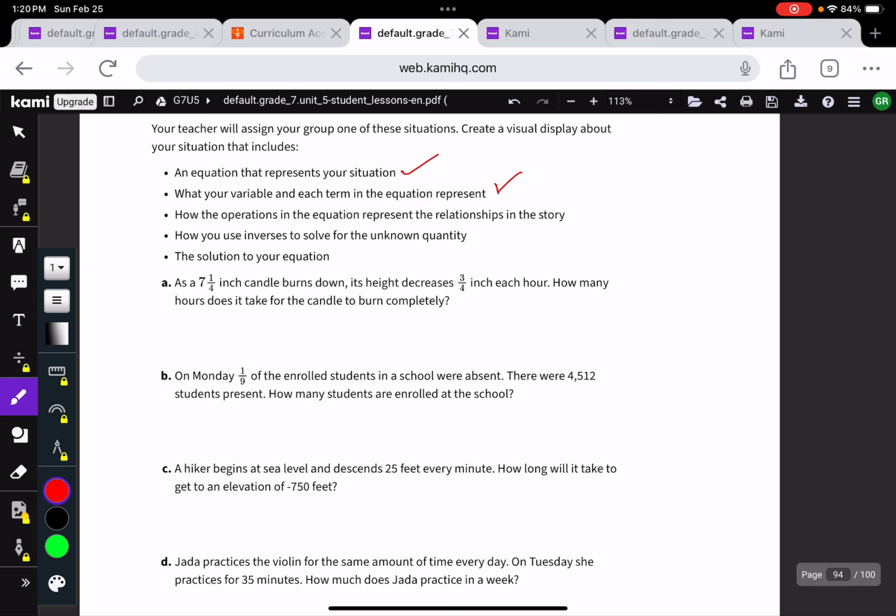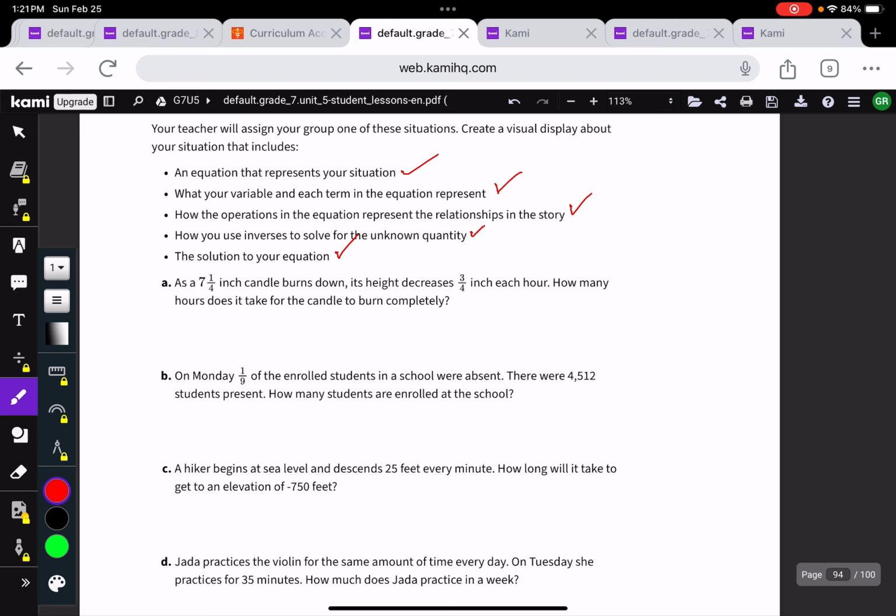But anyway, how the operations in the equation represent the relationship. So if we see a plus sign, we're saying it's going up. If we see a minus sign or a negative sign, it means something's going down. If we see a multiply sign, it means something's repeating itself a certain number of times, and so forth. And then how to use inverses. So again, if it says something plus something, in order to solve that, we add the opposite. We subtract. If something says multiply, we multiply by the inverse. So if it said times 3, we're going to times it by a third. If it says times a third, well, the inverse of a third is 3. We times it by 3, and then we'll solve it.